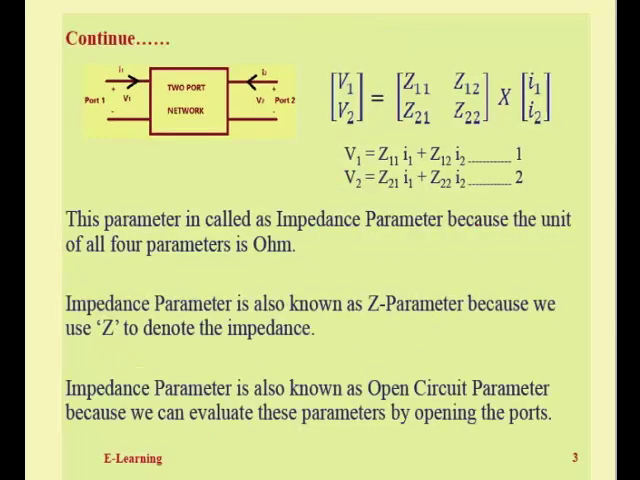This parameter is called impedance parameter because the unit of all four parameters is ohm. Z11, Z12, Z21 and Z22, they are in ohms. That's why it is called impedance parameter. It is also known as Z parameter because we use the alphabet Z to denote impedance. It is also known as open circuit parameter because we can evaluate these parameters by opening the ports one by one.